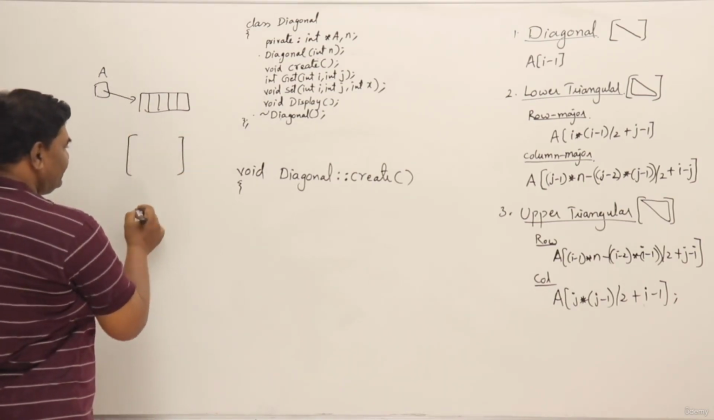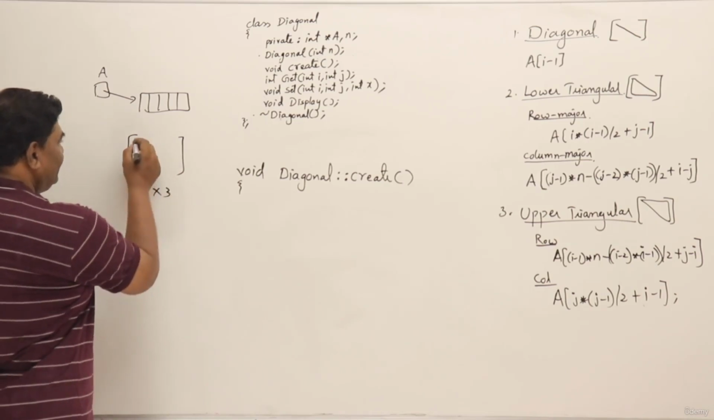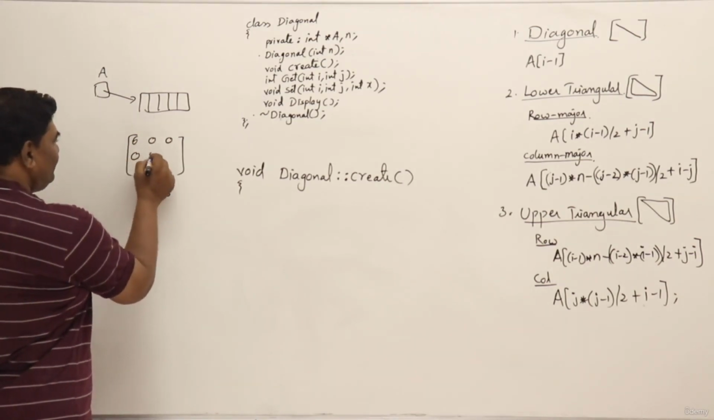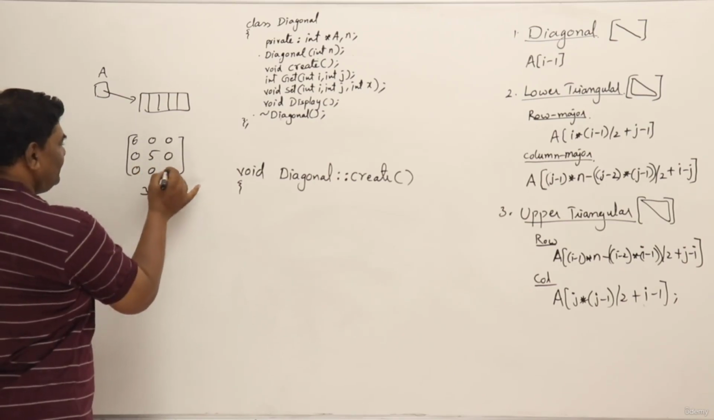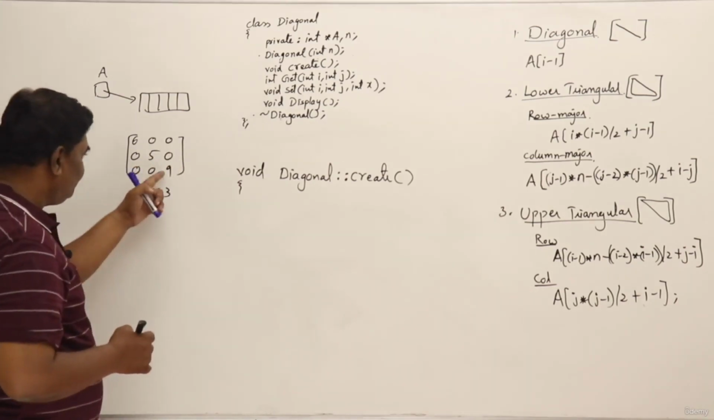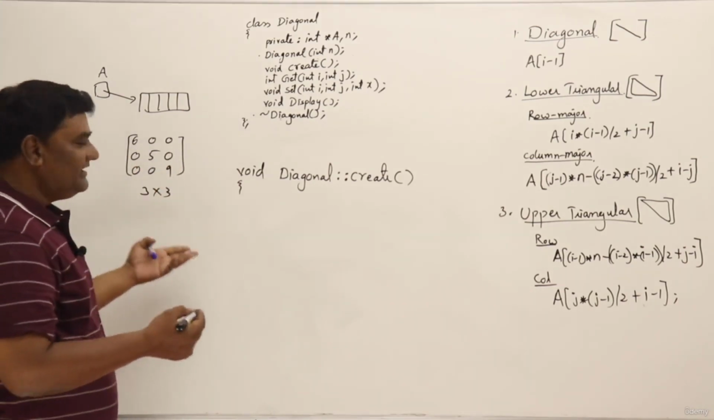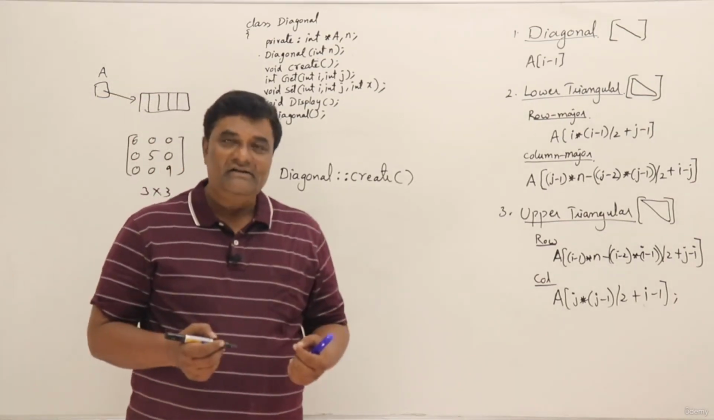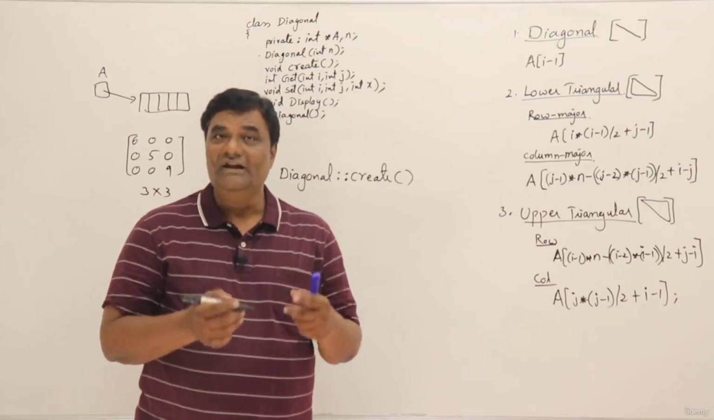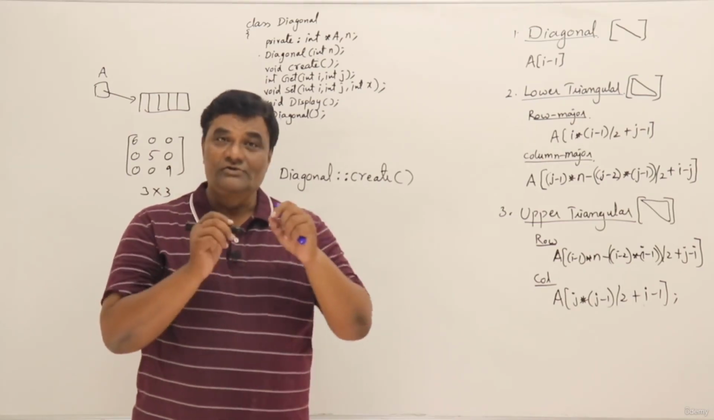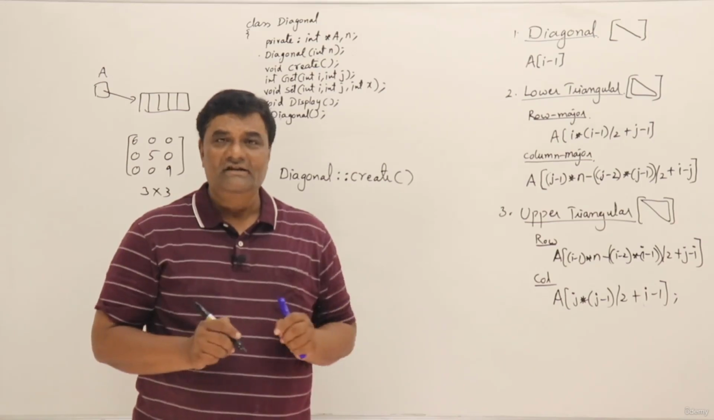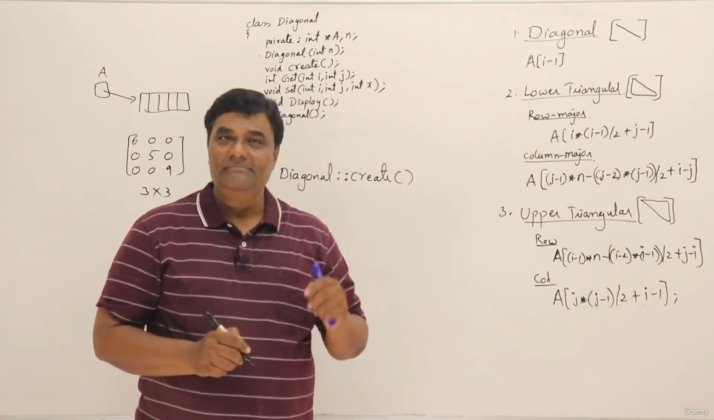Yes, diagonal matrix. Suppose it is 3 cross 3. Then this will have some elements here. Let us say 6 and 0, 0 and 0, 5, 0, 0, 0, 9. So only diagonal elements are there. What about the rest of them? They are 0. Shall we read those also? So let us read it just like a two-dimensional matrix, and store only those which are non-zero. Rest of them we know they are 0 only. Just ignore them.